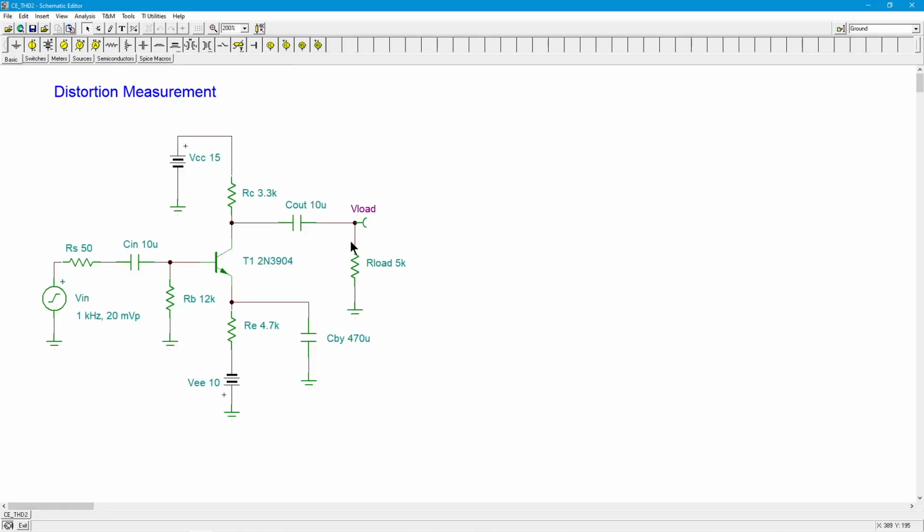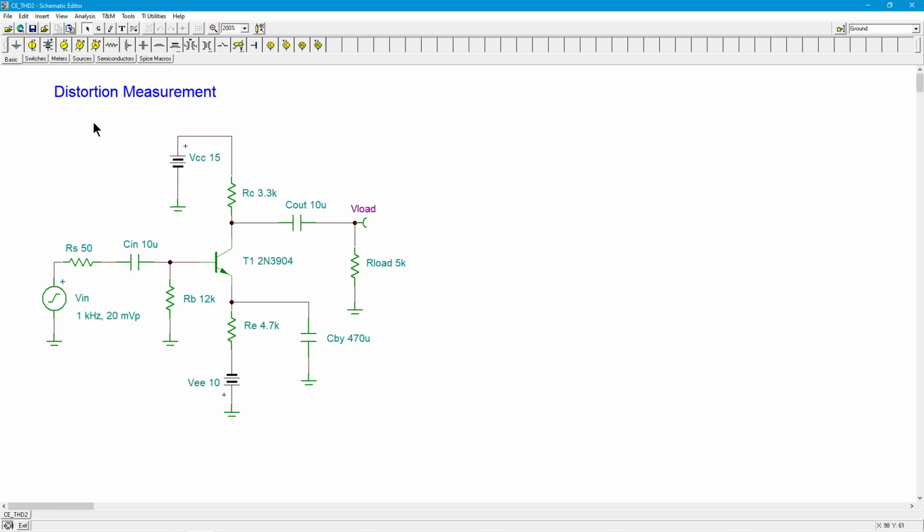We'll begin with a very simple common emitter amplifier, non-swamped, with a decent sized input signal, 20 millivolts peak, which is going to get us a couple of volts out. I'm not really concerned about doing the analysis for this amplifier so much as I am about seeing how we can quantify the amount of distortion. And the way we typically do that is through a parameter called THD, which stands for total harmonic distortion.